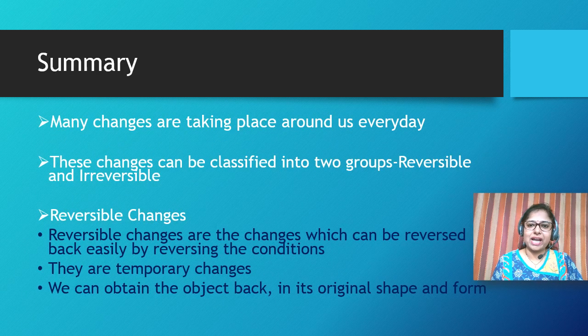Children, now we have come to the end of our chapter. So, let us recapitulate what we have done in this chapter. Many changes are taking place around us every day. These changes can be classified into two groups, reversible and irreversible. Reversible changes are the changes which can be reversed back easily by reversing the conditions. They are temporary changes. We can obtain the object back in its original shape and form.